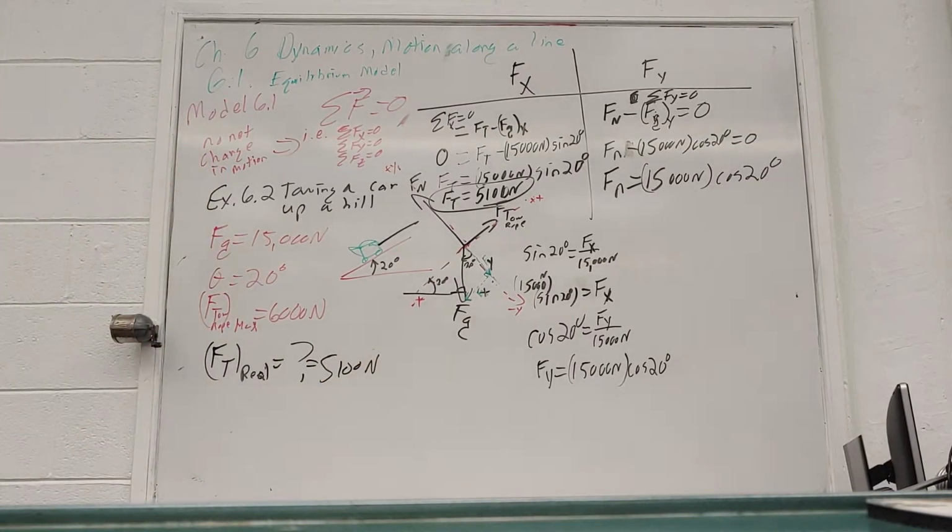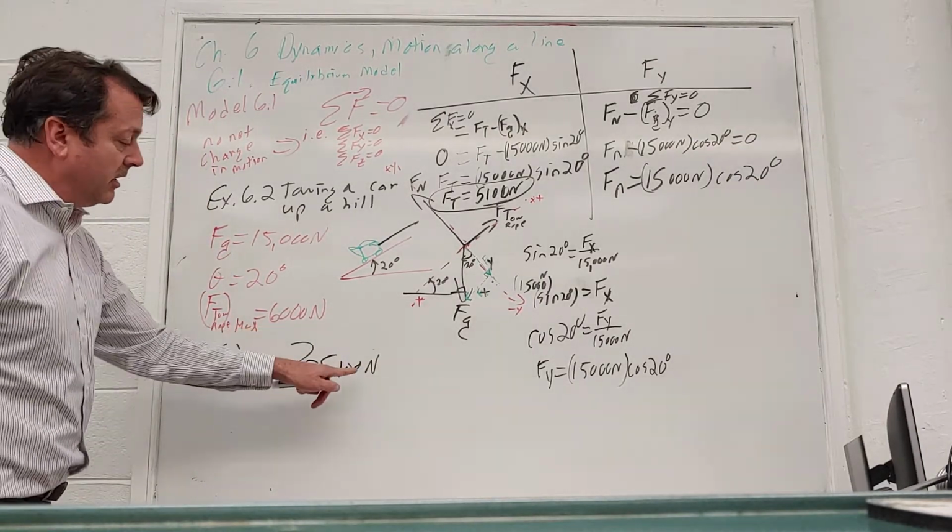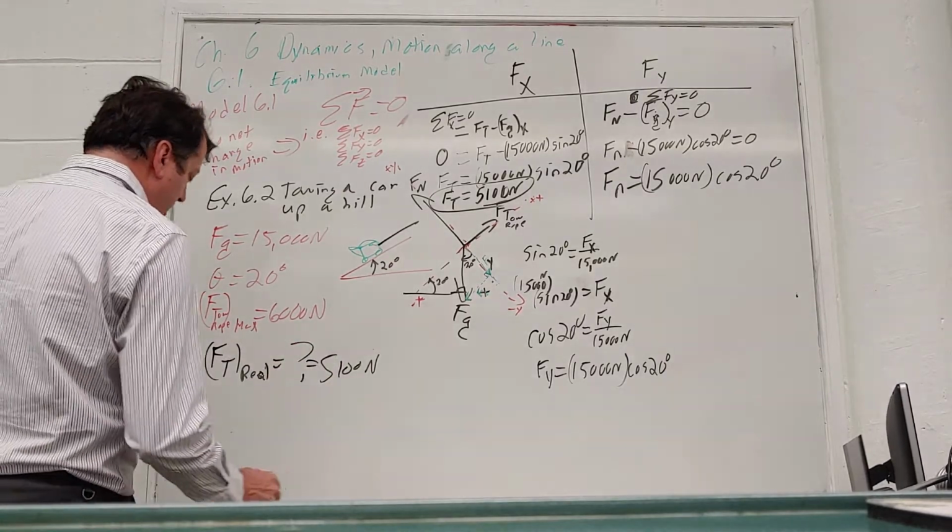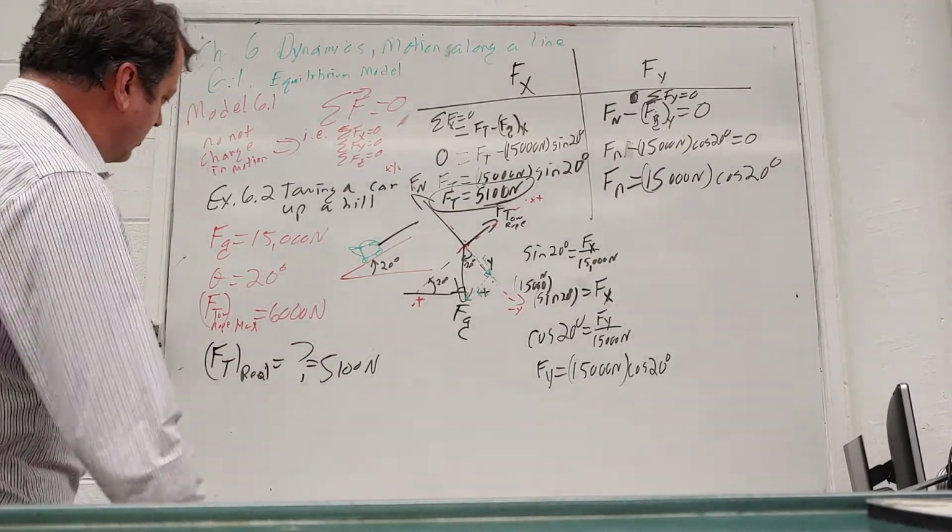Does the tow rope break? It can hold up to 6,000. It's only got 5,100. It's probably good unless it was really bad manufacturing tolerances.